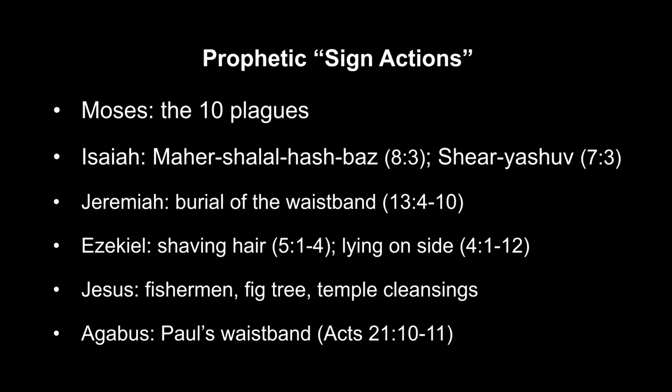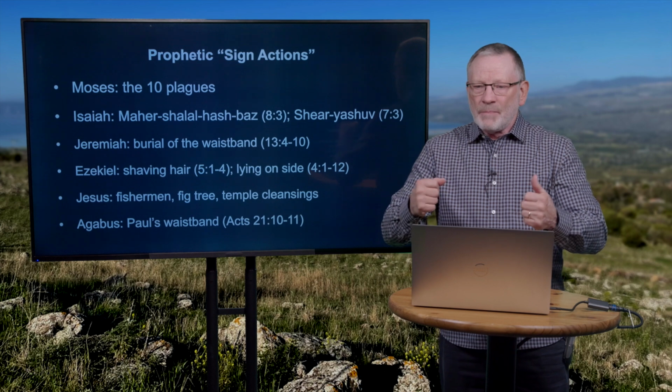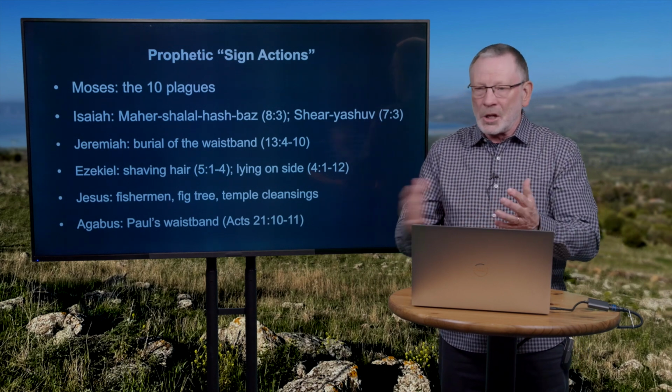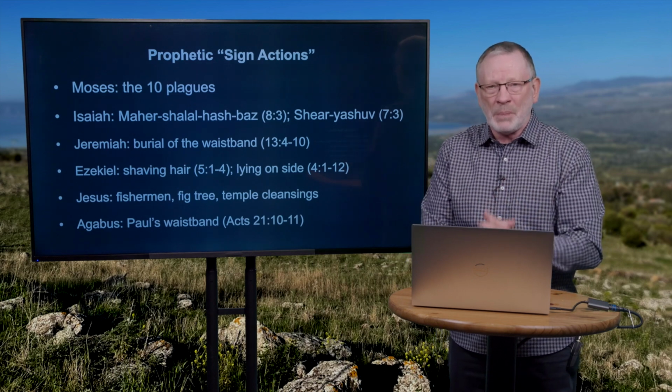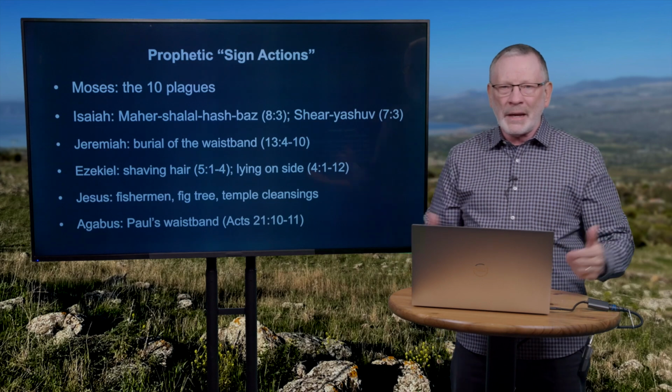In Acts chapter 21, he comes down from Jerusalem to where Paul is staying, and he takes Paul's waistband off of him, kind of like a belt, and he ties his own hands and feet together, and he says, this is what the Lord says. The owner of this waistband, when he goes to Jerusalem, is going to be bound in exactly this kind of way. That is another prophetic sign act.